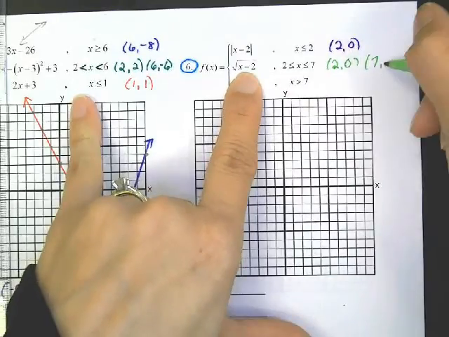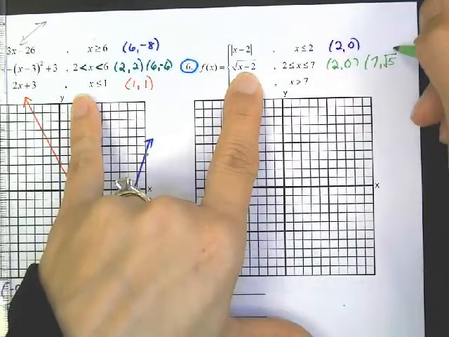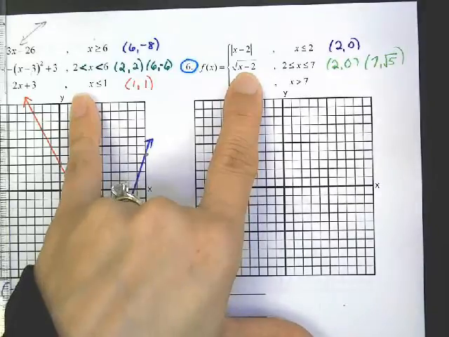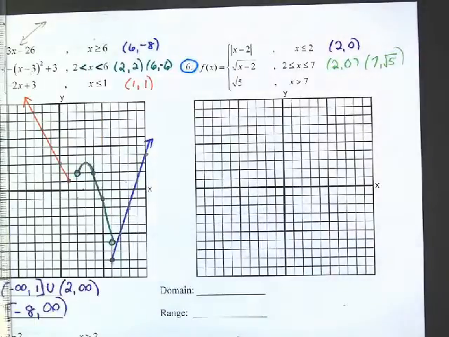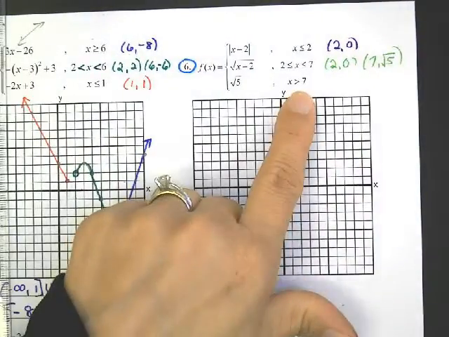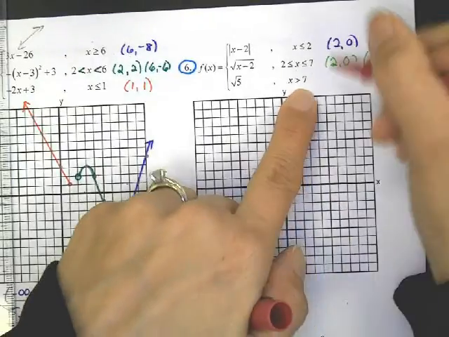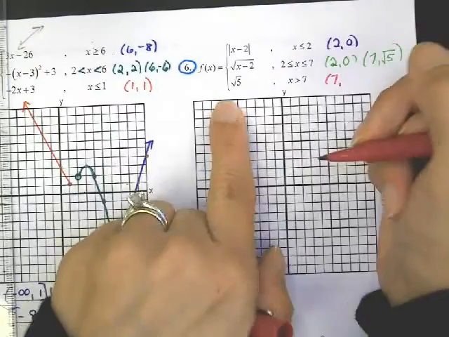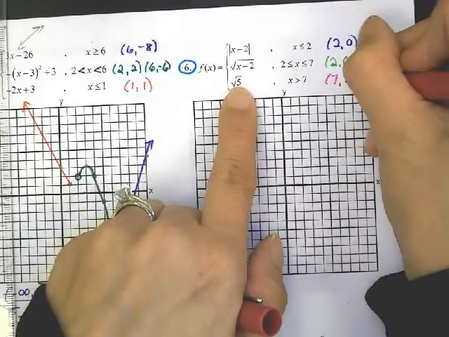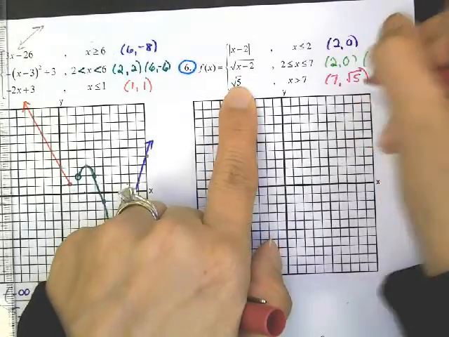7 minus 2 is 5. Radical 5. Oh, that's interesting. And this one is also really interesting because when you plug in a 7, there's really no x value to plug it in. The y is always radical 5.